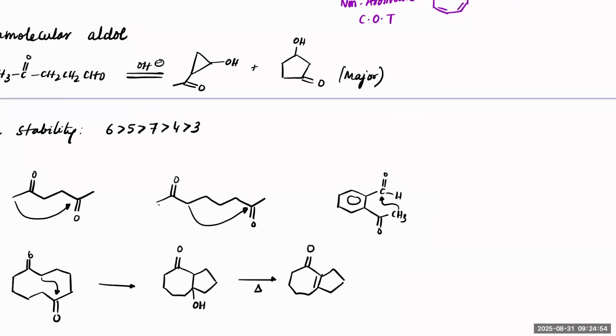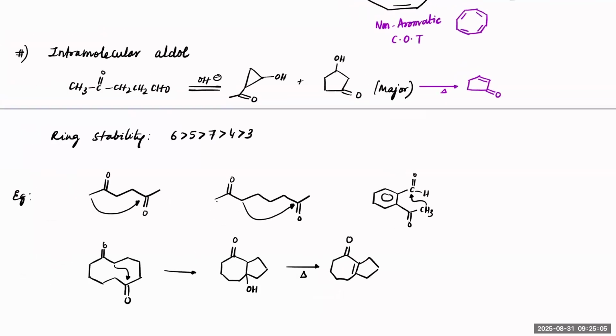And if by chance this is heated to get a condensed product, we will get a double bond here and a double bond over here. This is the final product. Okay.